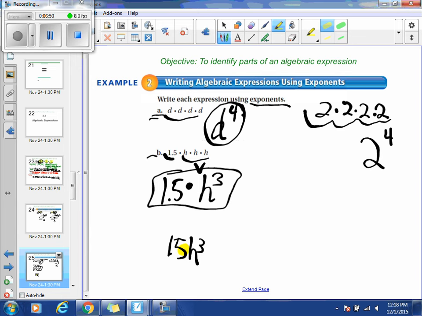If you have a number right next to a variable, it's kind of like a number right next to parentheses, it means multiply. So this would be the simplest, most condensed way to write that.